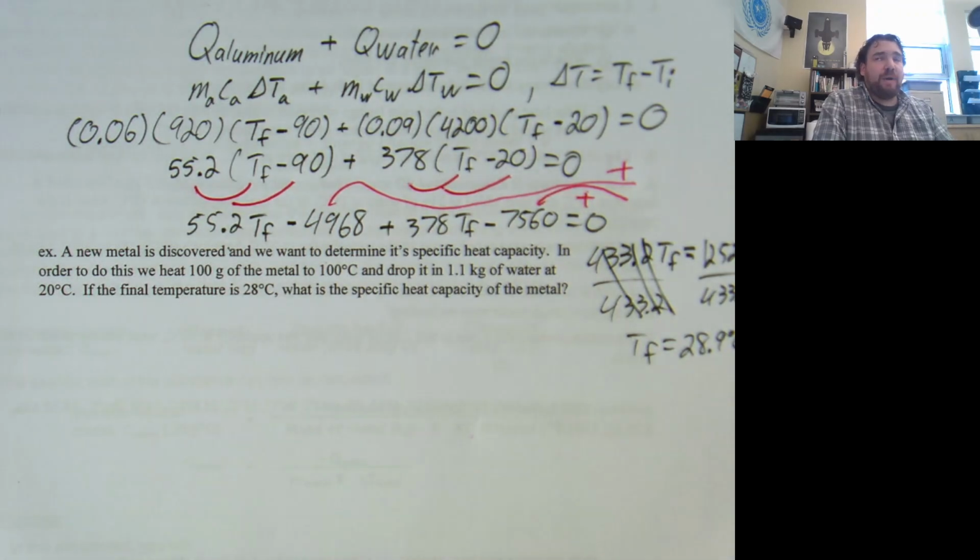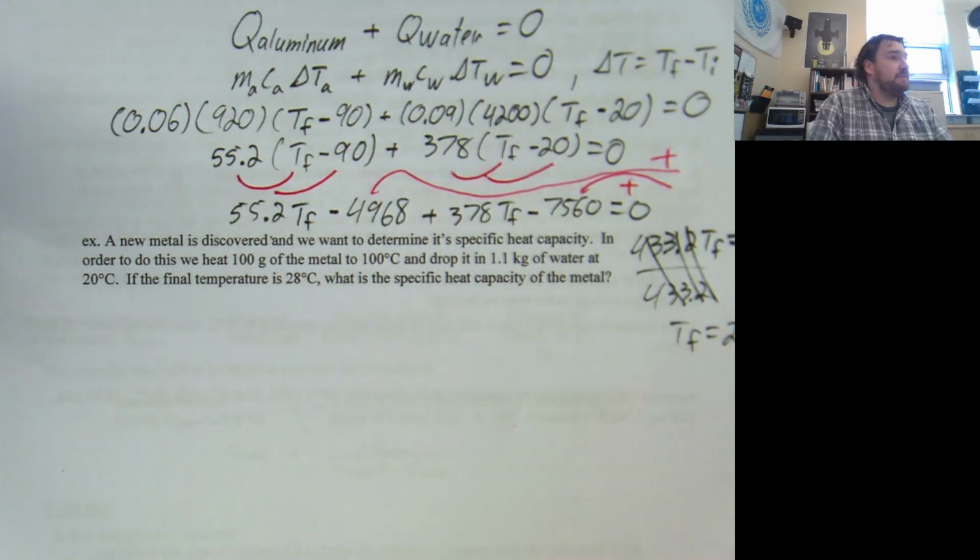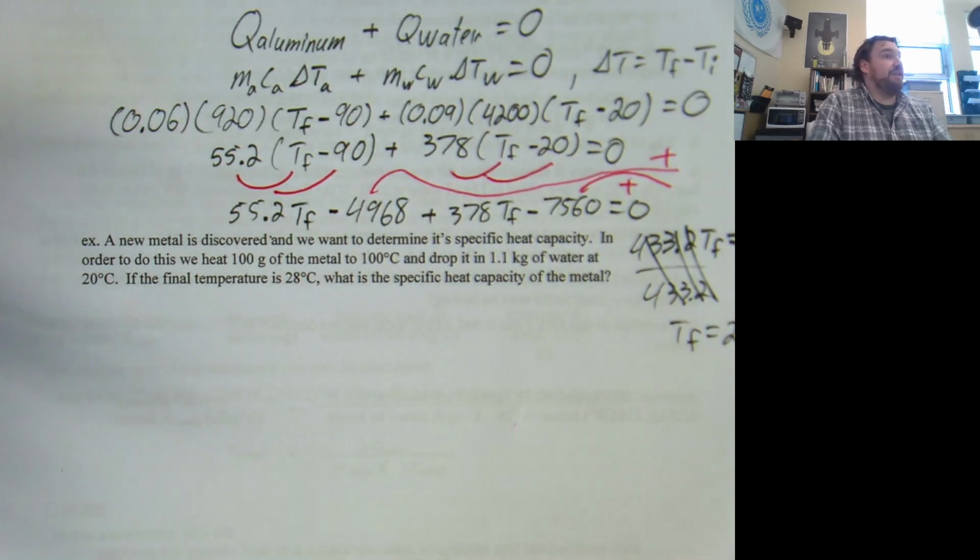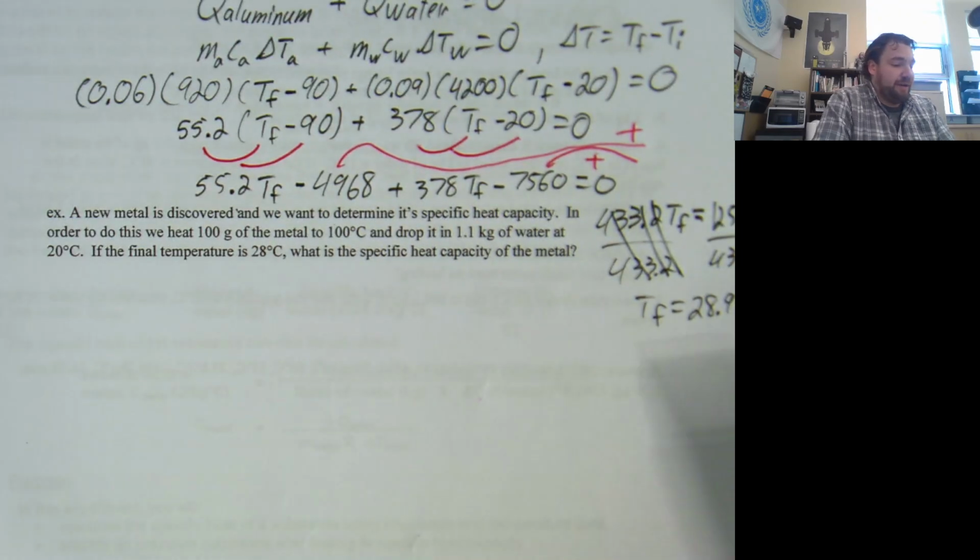There's a bunch of different ways that you could figure out what that metal is. You could find its density and compare it to density of known metals. You could find its conductivity and measure it against conductivity of known metals. Or you could find its specific heat capacity and compare that to known metals. And here's how you do it.